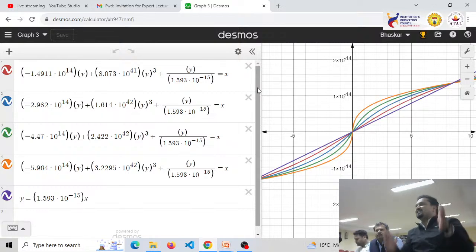Actually, what has happened? We have converted that structure into a MATLAB equation. It is not required. It is a formula-based thing. You just put in the value. Yes, very correct. It is not required.